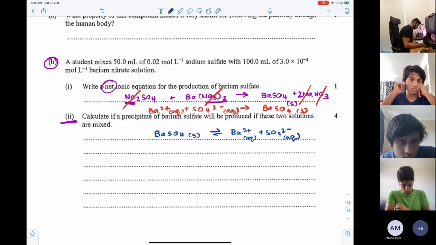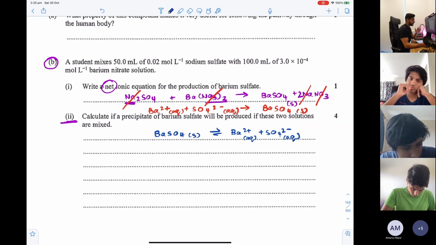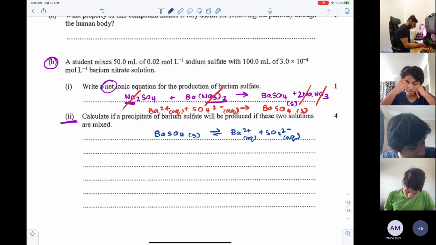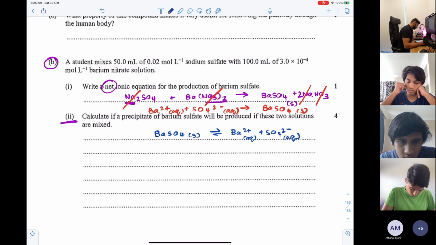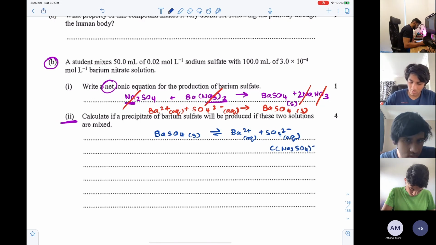So we can write out the information that we have. Good. So what data do we have? I want letters. I don't want concentration, volume. I want C, V, N. Okay. So give me C of Na2SO4 equals 0.02 moles. Let's just double check. Yep, good. So C of Na2SO4 is equal to 0.02 moles.